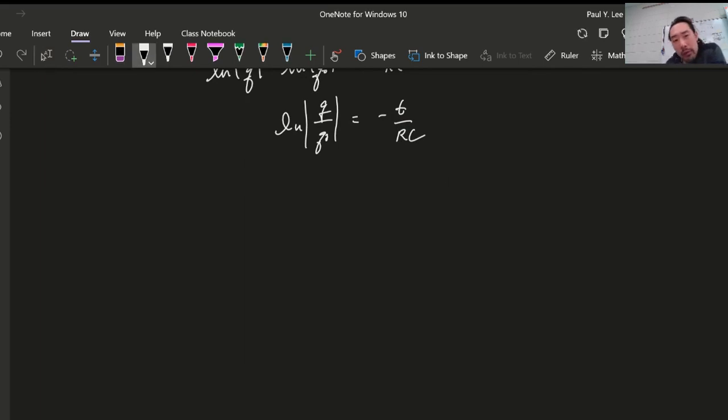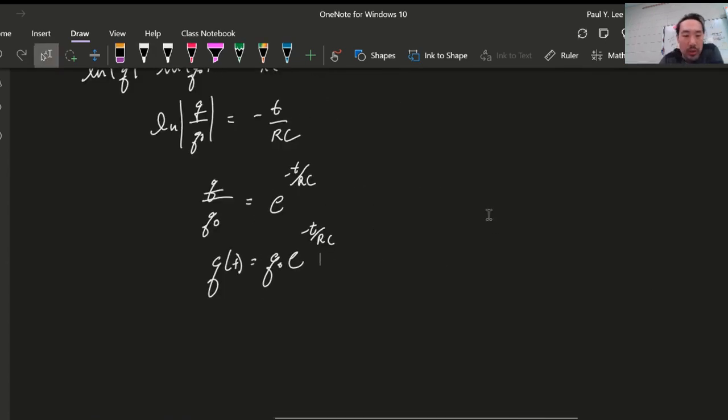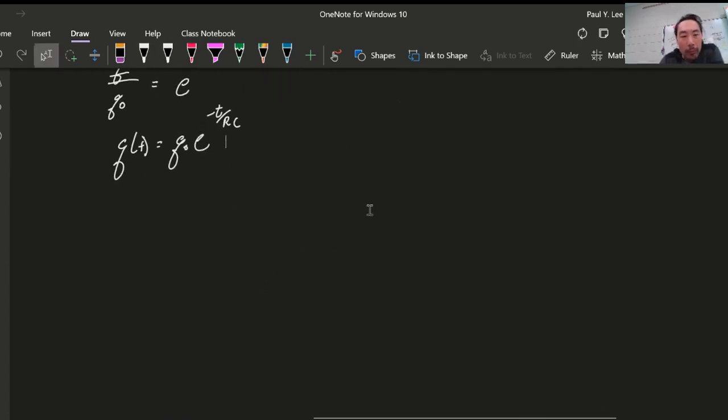All right, I'm going to get rid of that natural log by raising everything e to the power of. And so we get Q over Q naught is equal to e to the negative t over RC. And so our function, Q of t, therefore, is equal to Q naught e to the negative t over RC. So we got to the final derivation, which is fantastic. All right, so the other thing that we need to be able to do is create a charge versus time, a current versus time, and an EMF over time.